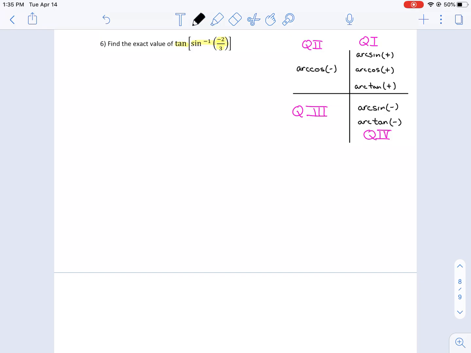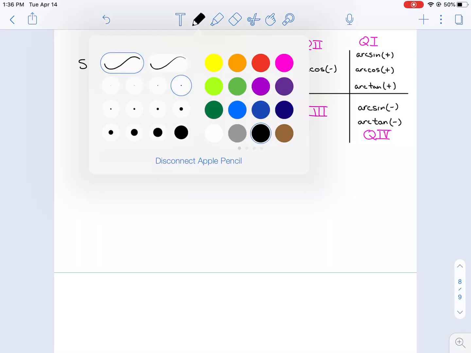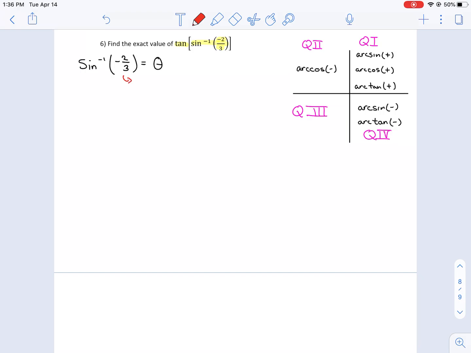So the first thing we're going to do is figure out what angle has a sine value of negative 2/3. And since negative 2/3 is, well, negative, that angle needs to be in quadrant 4.